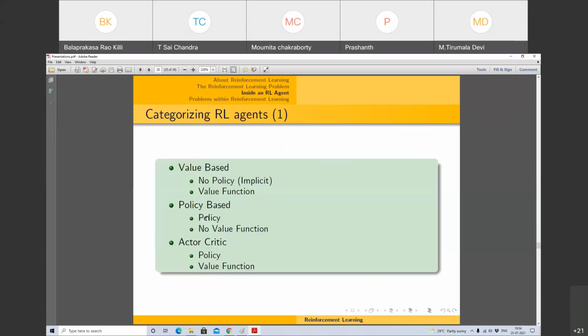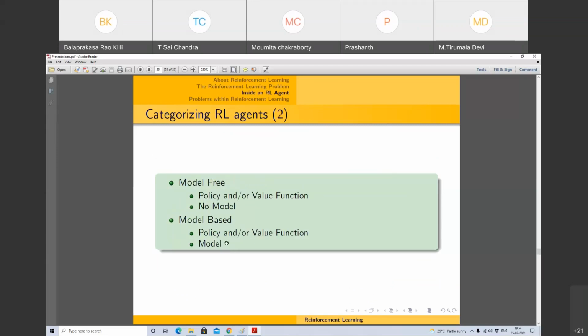Whereas a policy-based RL agent uses policy. It doesn't use any value function. Whereas actor-critic is a hybrid RL agent. That means it uses both value function and policy. Similarly, RL agents can be categorized into model-based RL agents and model-free RL agents. Either can be policy-based, value-based, or a combination of policy and value-based.